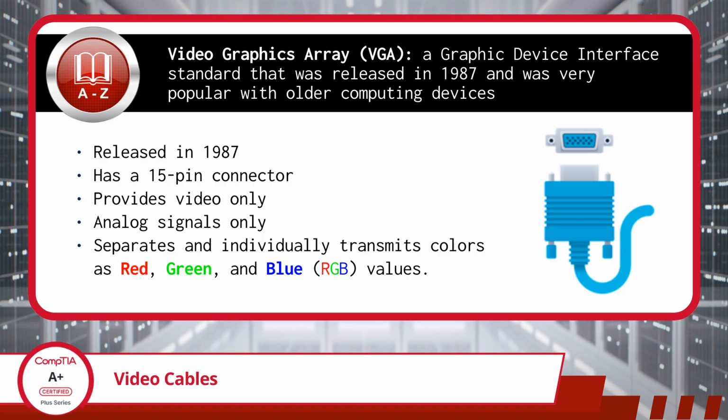Because it is analog, VGA is more susceptible to signal degradation over longer cable distances and does not support modern high-definition resolutions. While it was capable of respectable resolutions for its time, it is now considered legacy technology. VGA also separates and transmits red, green, and blue color signals individually.